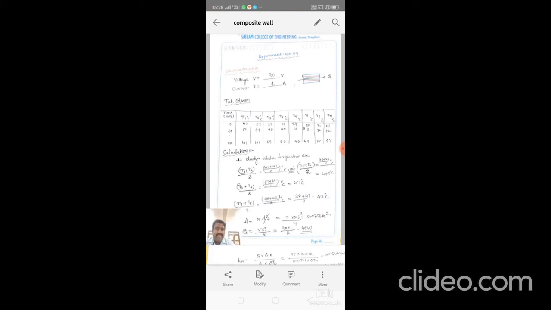The area A is equal to pi d square by 4. Here the diameter of the disc is 0.3 meter, so we have taken pi into 0.3 square divided by 4. It becomes 0.0706 meter square. And Q is voltage times current, but we have taken it divided by 2 because of symmetry: the discs are compressed together and heat is distributed to both the top and bottom side. That's why we have taken VI divided by 2, that is 90 into 1 divided by 2, which is 45 watts.